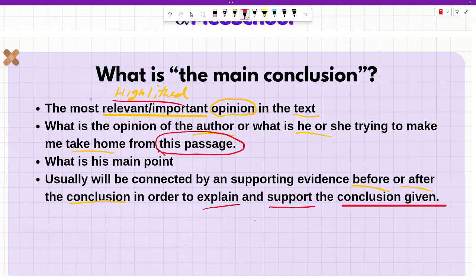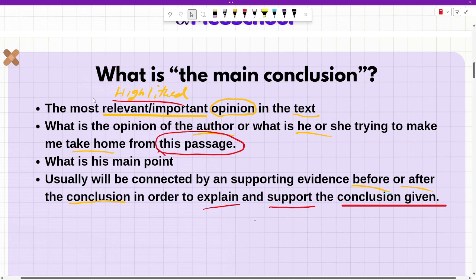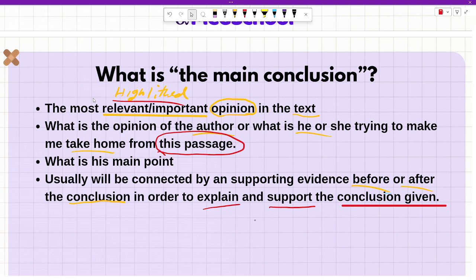So what is the main conclusion? It's the most relevant or important opinion in the text. You should always ask yourself, what is the opinion of the author, or what is he or she trying to make me take home from this passage? What is his main point? And usually it will be connected by supporting evidence before or after the conclusion in order to explain and support the conclusion given.